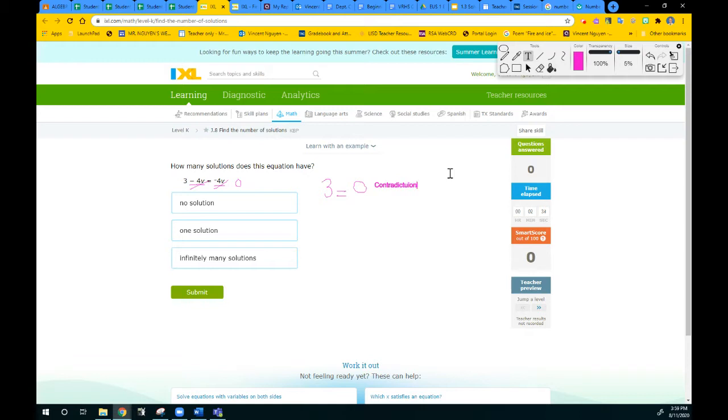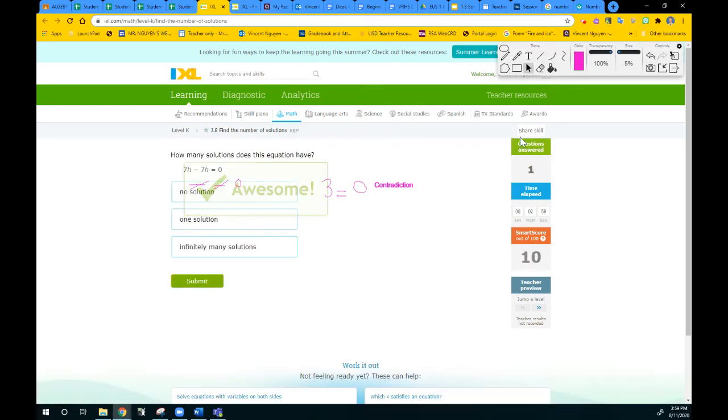Contradiction. A contradiction is something ridiculous that you know is not true. The left-hand side contradicts the right-hand side. That means they're not equal, but then you do have an equal sign. So that's a contradiction. Whenever this is the case, you know you have no solution. Okay, you have no solution. Submit. Very cool. All right.